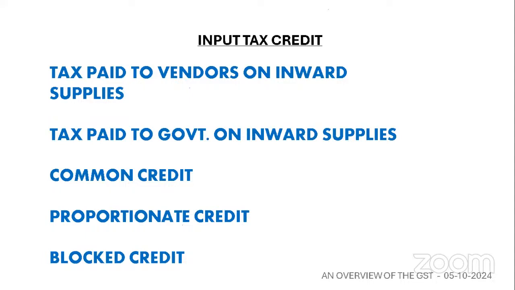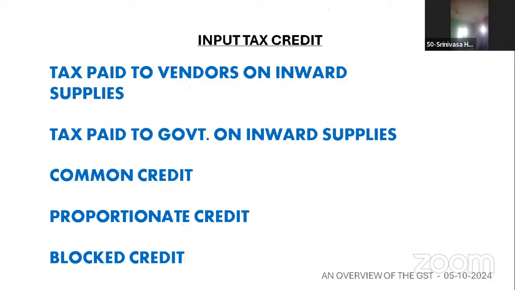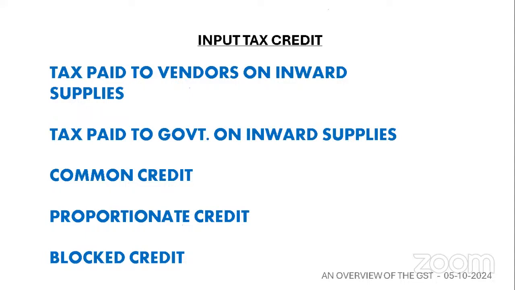Then the common credit. The concept of common credit is like this. Now you are selling two products, product A and product B. The turnover of product A is 1 lakh rupees. Turnover of product B is 1 lakh rupees. Say total turnover is 2 lakh, 50-50, taxable and non-taxable. Now, common credit is inward supply which is commonly used for both outward supply of taxable goods and outward supply of non-taxable or exempt goods.